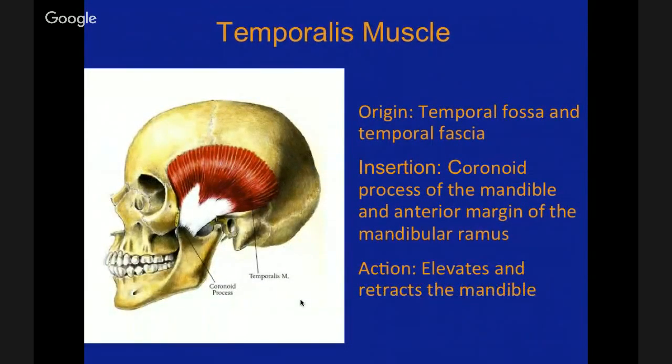The muscles of mastication, the temporalis, masseter, lateral pterygoid, and medial pterygoid, are involved in functions of the temporomandibular joint. The temporalis muscle originates on the temporal fossa and then inserts onto the coronoid process of the mandible and anterior margin of the mandibular ramus, and it acts to elevate and retract the jaw. So it closes the mouth.